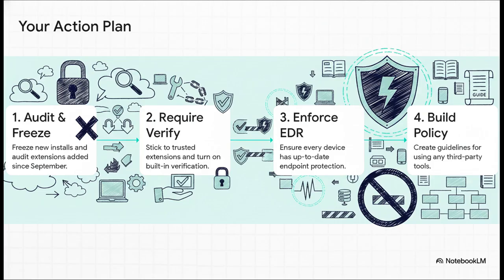Step 2, require verification. This is about raising your standards. From now on, you stick to extensions with high download counts and you turn on the built-in verification features. No more flying blind. Step 3 is to enforce endpoint security. This is a must. Every single developer device needs up-to-date protection that is specifically designed to detect and block info stealers. Your standard antivirus might not cut it. And finally, step 4, build a policy. It's time to stop thinking of third-party tools as harmless add-ons. They're a risk. You need to treat them like one by creating clear guidelines for how they're approved and used.